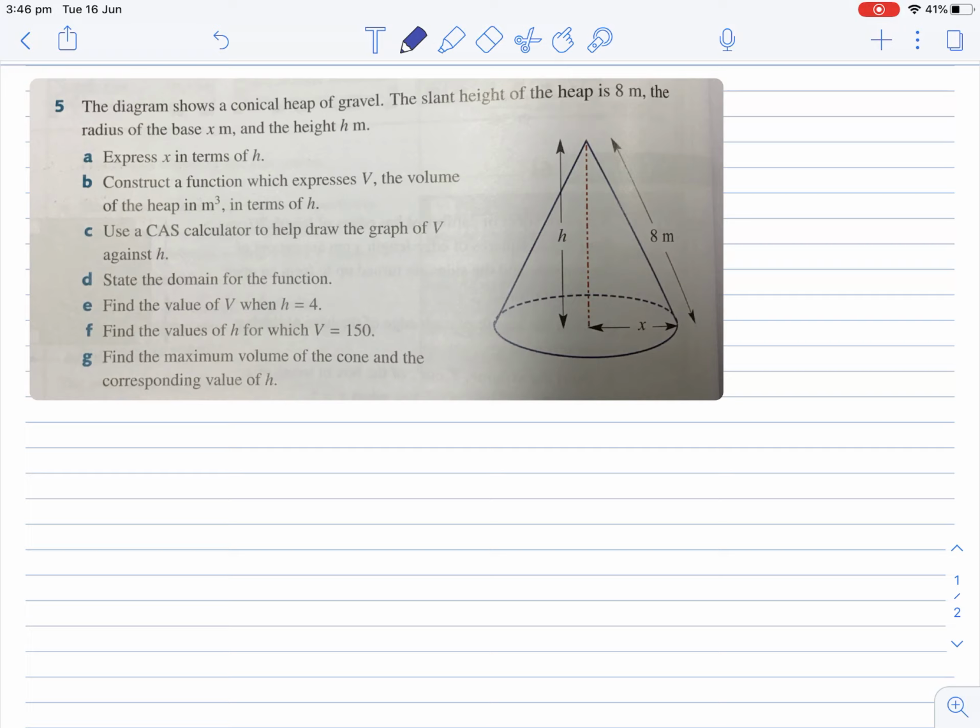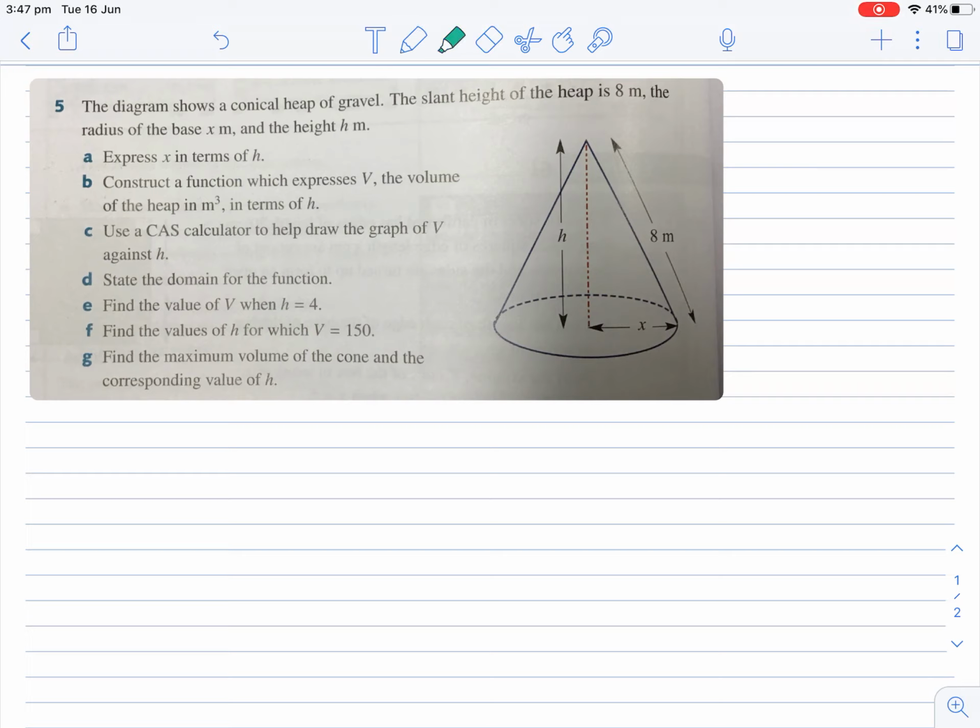domain for the function. E, find the value of V when H equals 4. F, find the values for H for which V equals 150. And G, find the maximum volume of the cone and the corresponding H value.